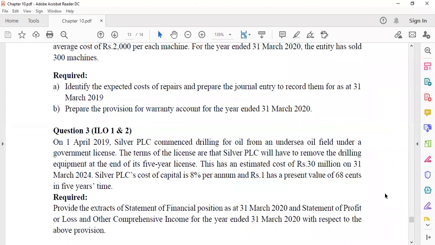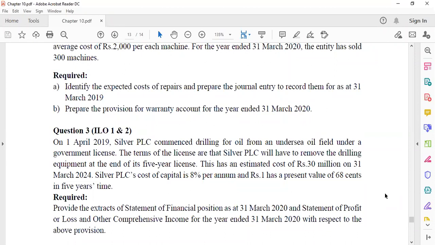On 1st of April 2019, the Silver PLC commenced drilling for oil from an undersea oil field under a government license. The terms of the license are that the Silver PLC will have to remove the drilling equipment at the end of its 5-year license. So the government has given you a license to operate the drilling platform for a period of 5 years.